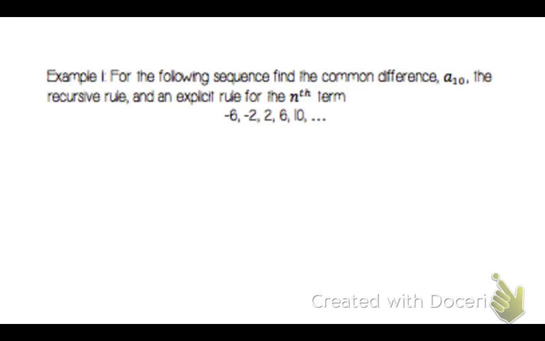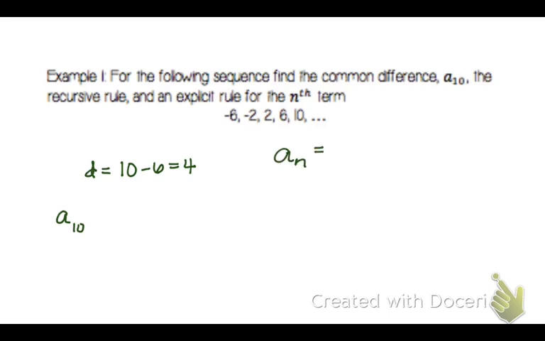All right, so the first thing that we need to do is find the common difference. And again, I can do that by taking any 2 terms and subtracting. So I can take 10 and 6 and find the difference between those, which is 4. And I should also see that that's the number that I would add to -6 to get to -2. They want me to find a sub 10, but before I can find the 10th term, I really need to start by writing this explicit rule.